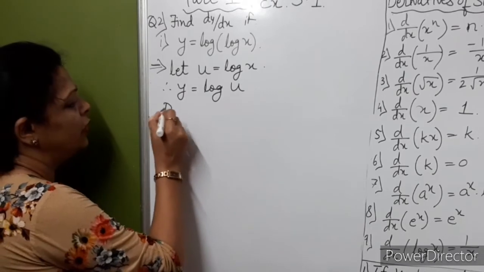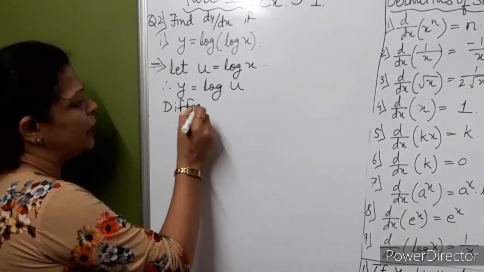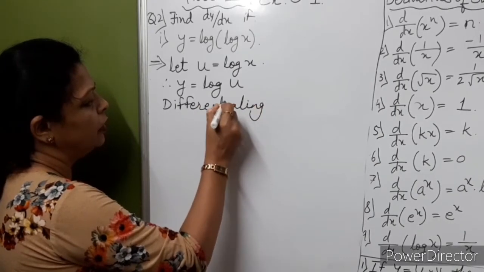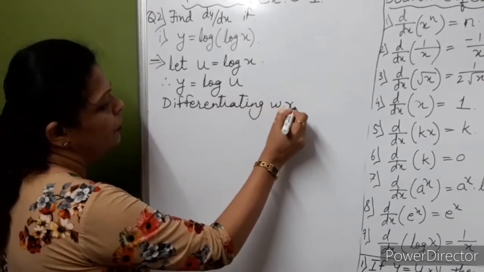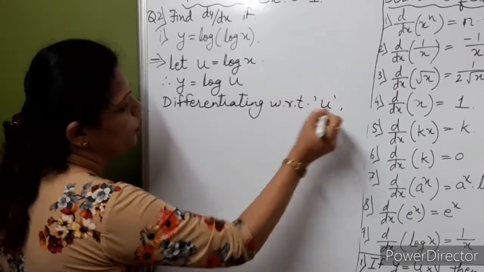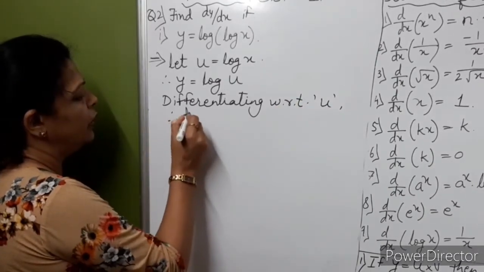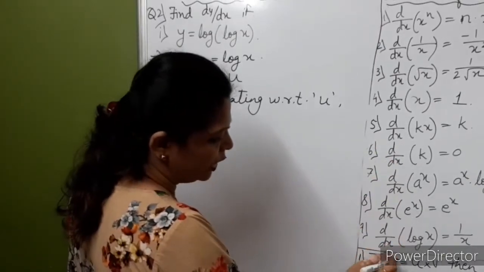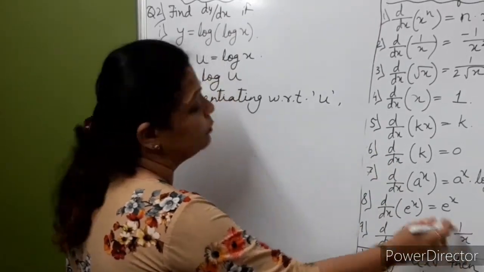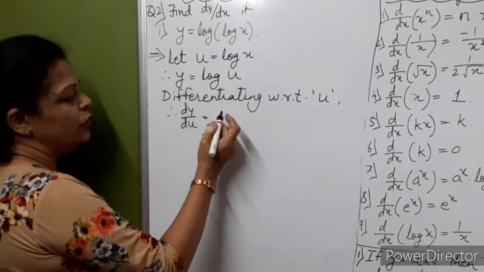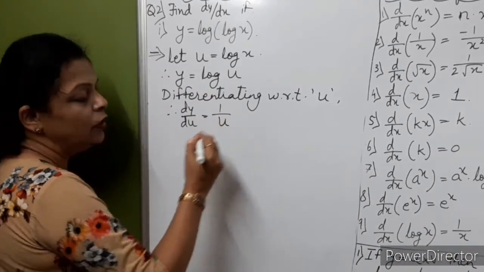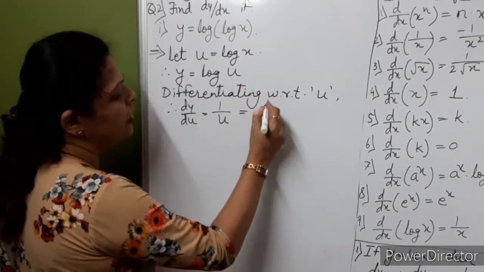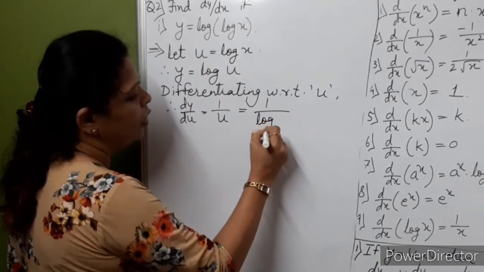Now differentiate. Differentiating with respect to u. Therefore, dy by du is equal to, what is the derivative of log x? 1 upon x. So over here we have log u, so it will be 1 upon u. That is nothing but, your u is log x, so 1 upon log x.